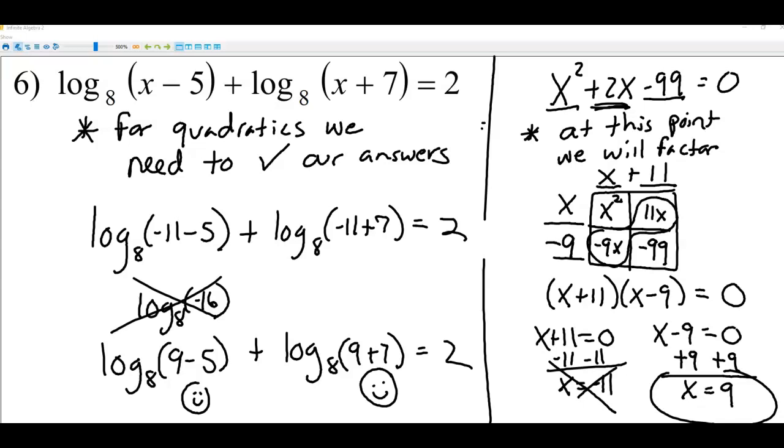So there's 2 times you have to check your answers. Quadratics, and what's the other one? We learned it last time. If there's logs on both sides of the equation, you check your answers there too. Okay, so there's that.